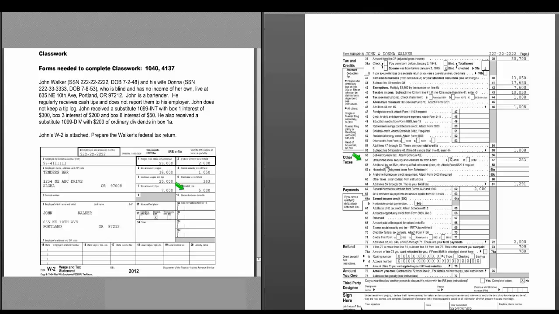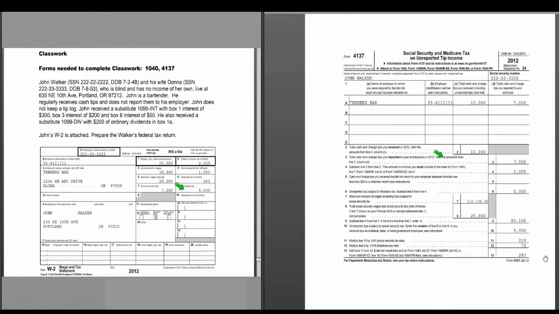Line 57, unreported Social Security and Medicare tax from Form 4137. And you want to make sure and put a check mark in that box to show the IRS where that additional tax is coming from. So let's take a look at Form 4137.